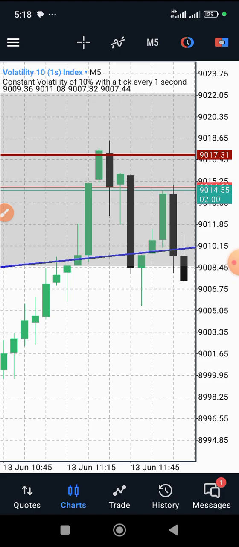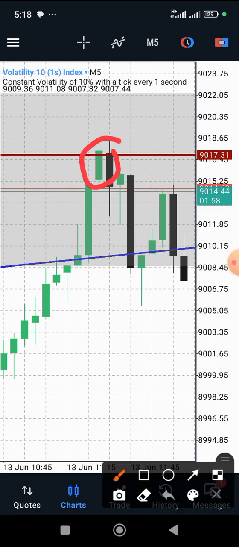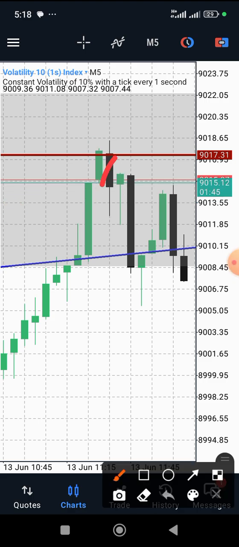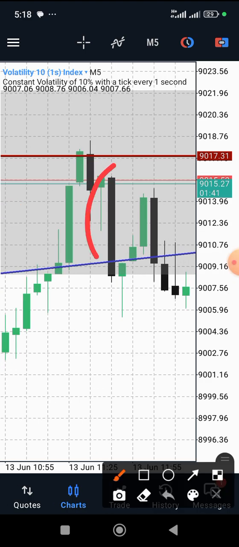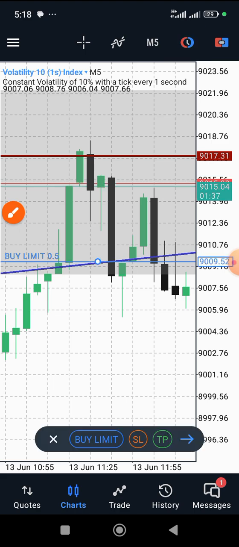Look, the market tapped into it, and as the market moved into the line with a bullish candlestick, we would have waited for it to close below. So as you can see, it closed below with this bearish candlestick, this black candlestick. Then it created another block. That would have been your entry.